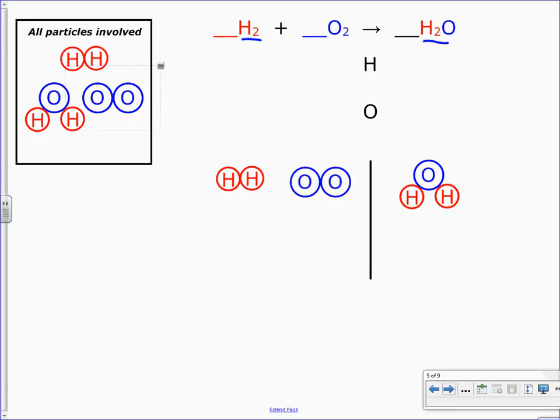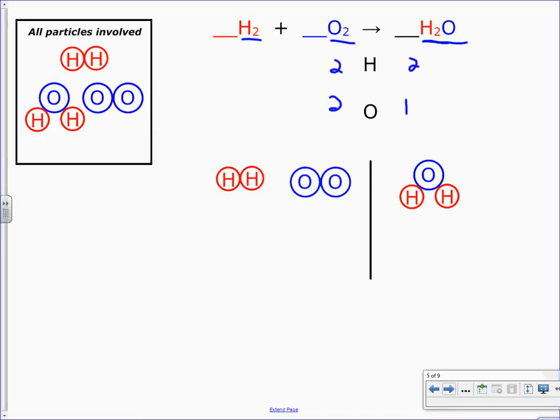So on the left, we have 2 hydrogens. On the right, we have 2 hydrogens. And oxygen on the left, we have 2 oxygens, and on the right, we have 1 oxygen. So doing it this way is a really quick way of seeing if it is balanced or not. So we look at this and can tell that, no, it is not balanced because we have a different number of oxygens. So we're going to balance it.